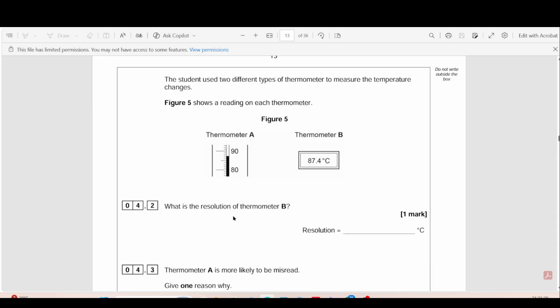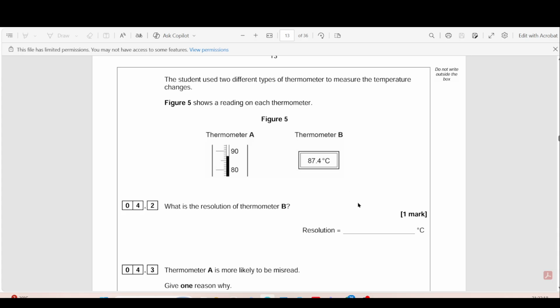Let's see 4.2. What is the resolution of thermometer B? The reading given is 87.4, and if you see the thermometer, the value changes in increments of 0.1 degree Celsius. So the resolution is 0.1 degree Celsius.